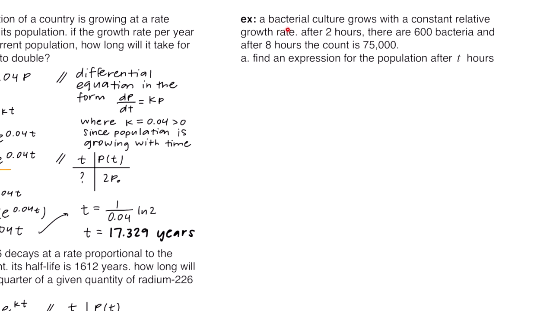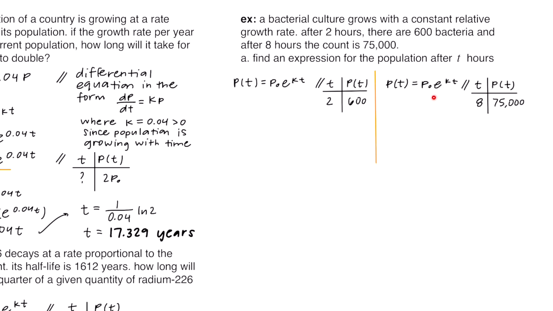This example says a bacterial culture grows with a constant relative growth rate. After 2 hours, there are 600 bacteria, and after 8 hours, the count is 75,000. Part A, find an expression for the population after t hours.